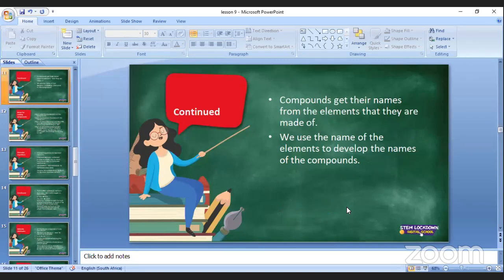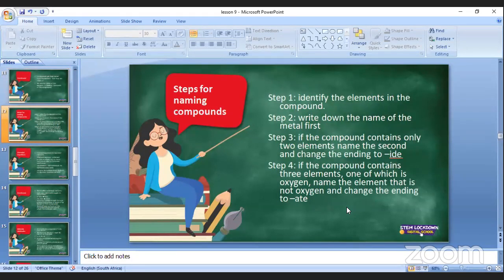Then we say compounds get their names from the elements that they are made of. We use the name of the elements to develop the names of the compound. This is very straightforward. You understand it. So these are the steps for naming your compounds, grade 9. Please take a look at them, follow them. You will never name any compound wrong.